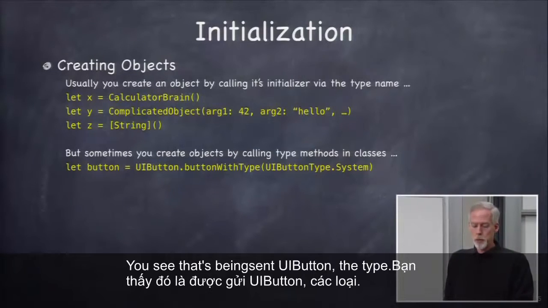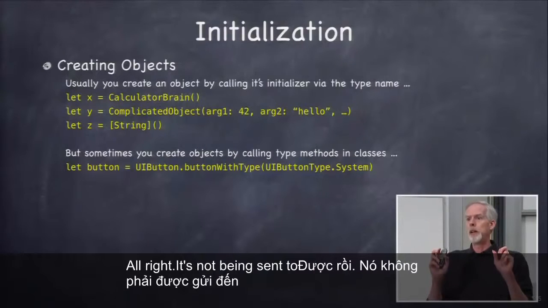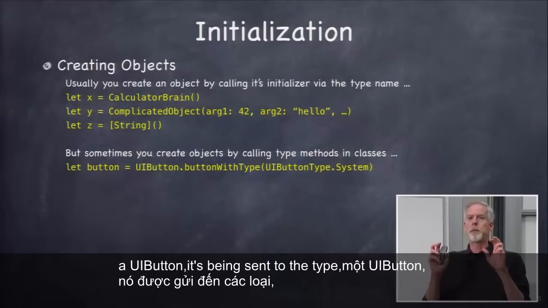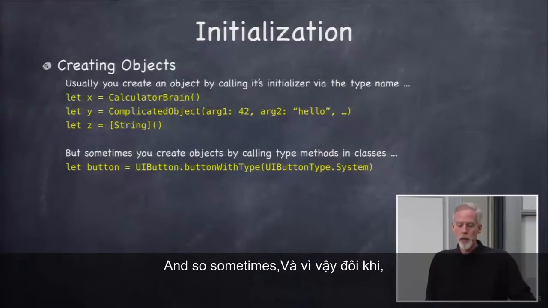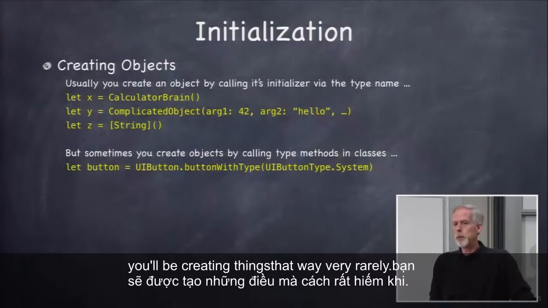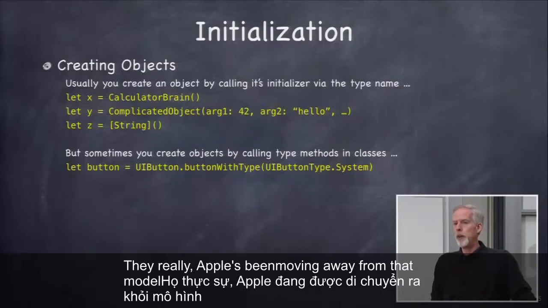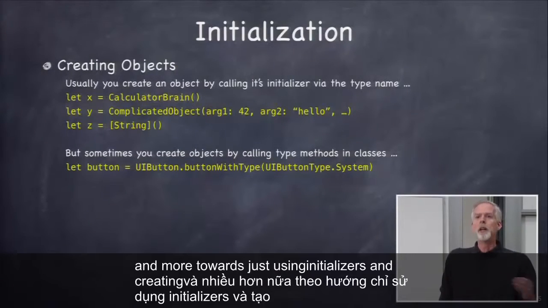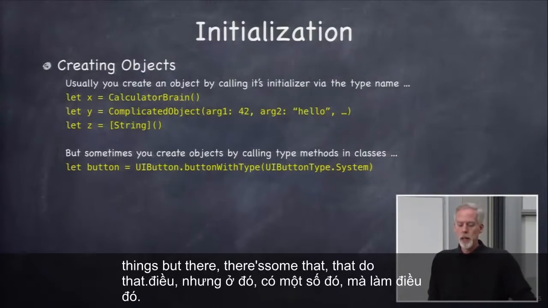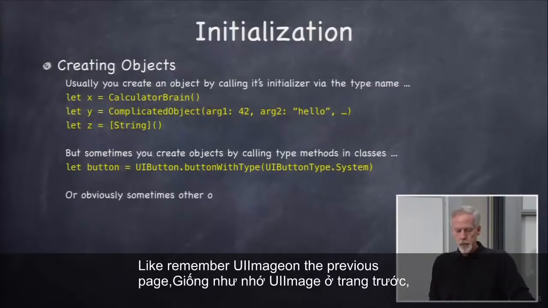So here's one, button with type. You see that's being sent to UIButton, the type. Right? It's not being sent to a UIButton. It is being sent to the type, like we talked about before. And so sometimes you'll be creating things that way. Very rarely. Apple's been moving away from that model and more towards just using initializers and creating things. But there's some that do that.